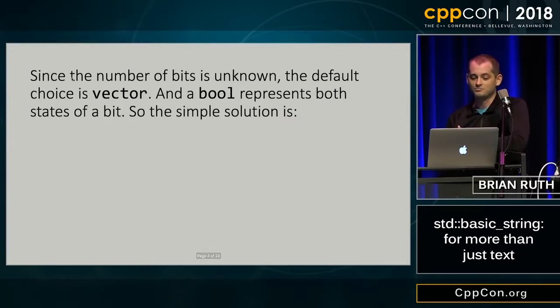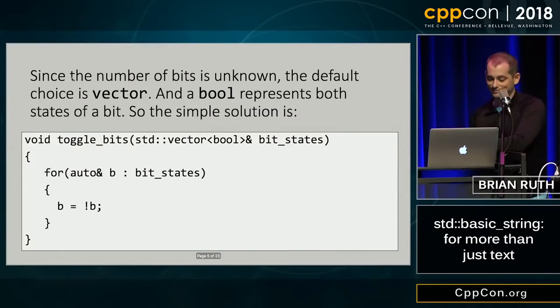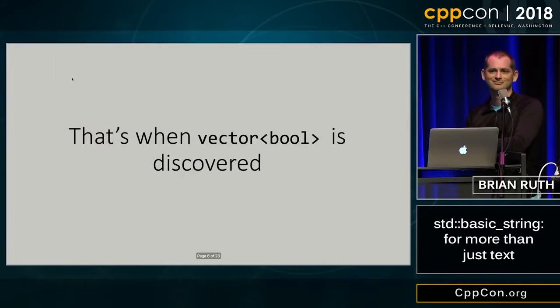Now, if you just start out, the basic choice is always going to be vector, because you don't know how long the list of bits is going to be, and you always choose vector. And a bit can either be on or off, so bool is the obvious representation for it. So that gives you something like this. Throw in a nice range for, and this should work, right? Well, this is where you find out about vector of bool.